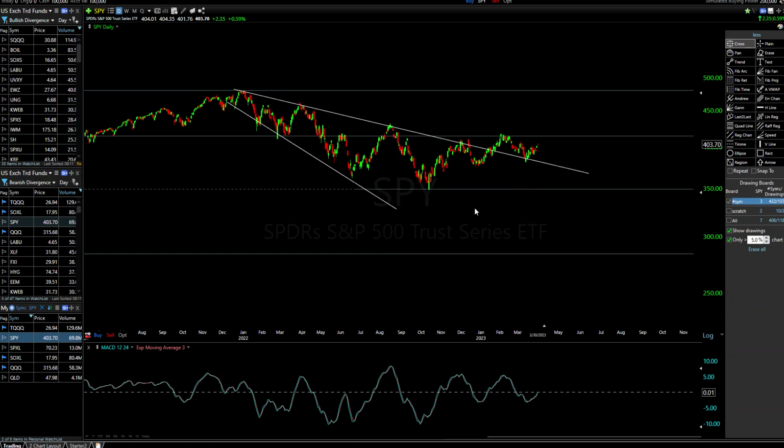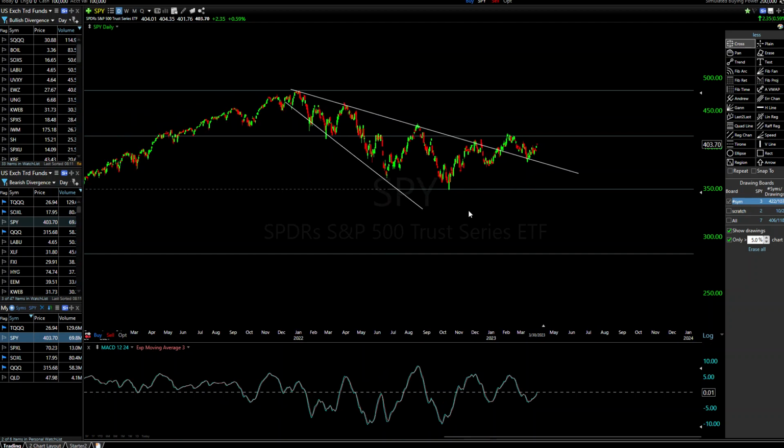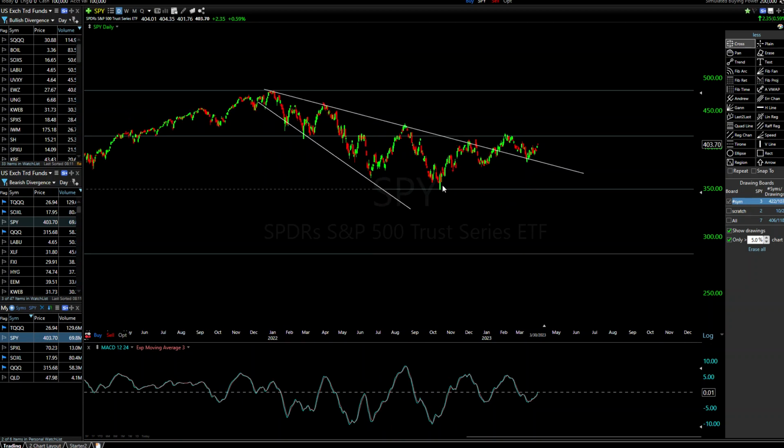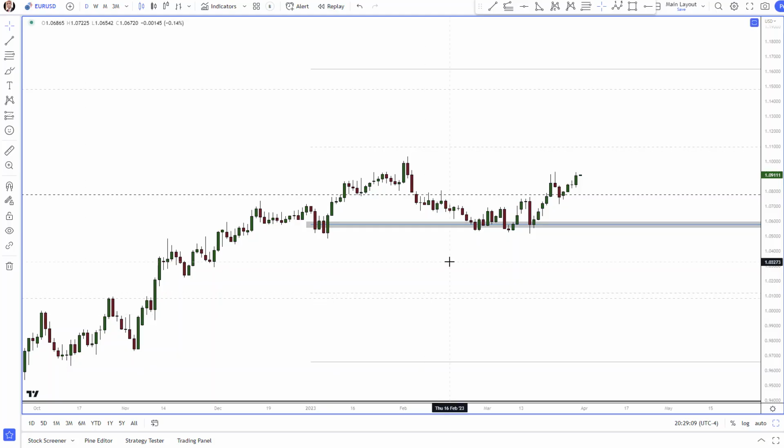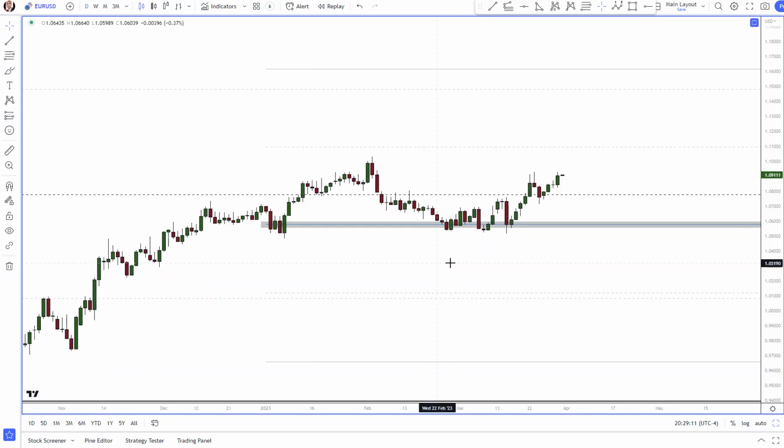The patterns are not textbook, but once you've been doing it and looking for them and developed an eye for them, you can really see where the market's headed. And if you couple that with divergences, that just makes the projections and the forecasting that much more powerful, right? So that'll be that, and that'll be it for this week.